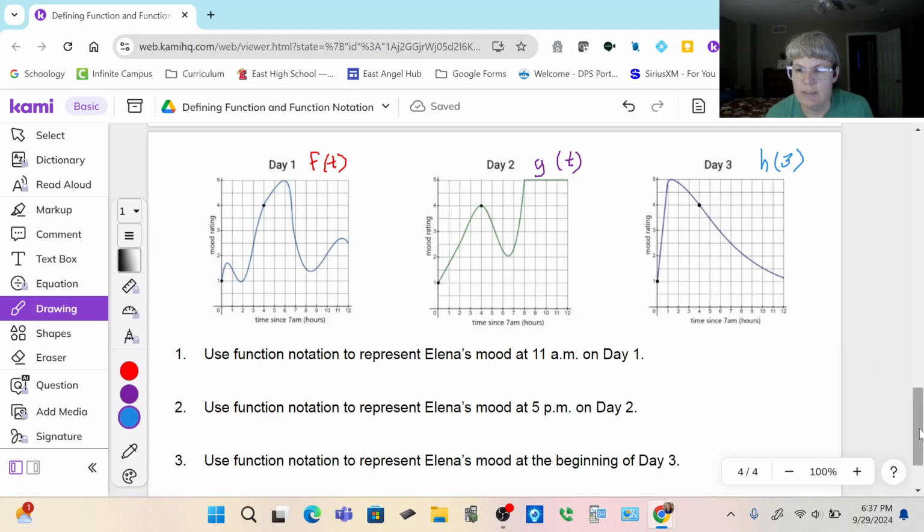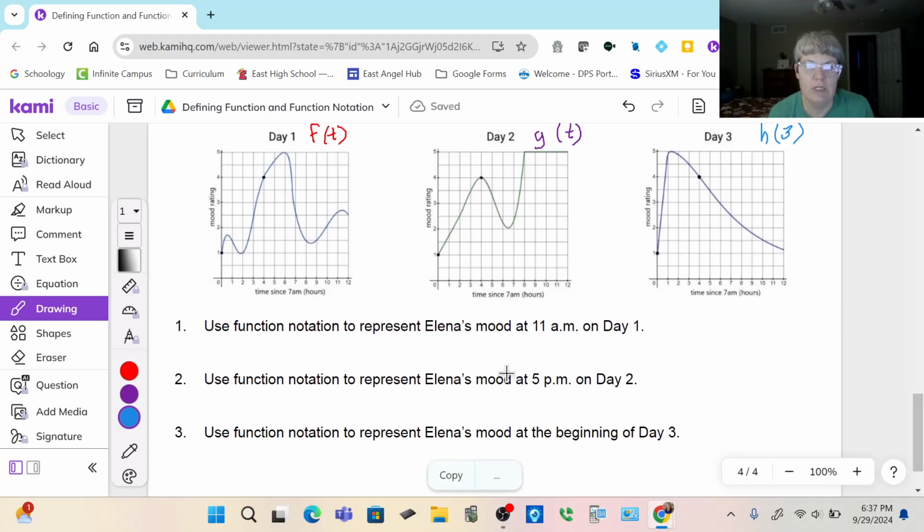So I'm going to look at these sentences and I'm going to write an equation using function notation that will represent each of these sentences. So I'm going to use function notation to represent Elena's mood at 11 a.m. on day 1. The first thing I'm going to look at is that it says day 1. Day 1 is my f function. So f of, and my t value is 11 a.m. Now, the scale on my horizontal axis is time since 7 a.m. So I'm not going to go to the 11. The 11 doesn't represent 11 a.m.